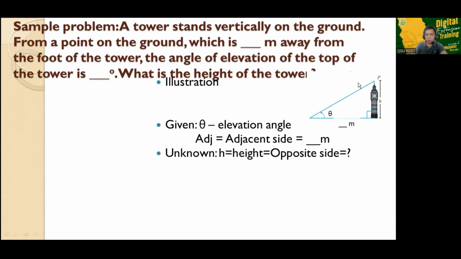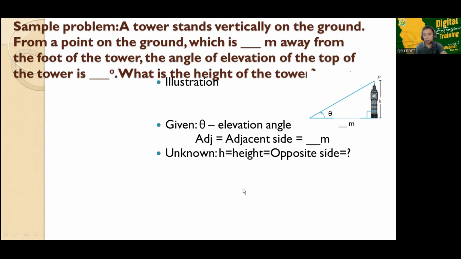Now, in this topic in math, it is very essential that the adjacent and opposite side is always relative to the angle given. So this adjacent side is adjacent to the given angle, and this side of the triangle is opposite to the given angle. Meaning to say, if the angle is here, the adjacent side is the height and the opposite side is the distance from this point.